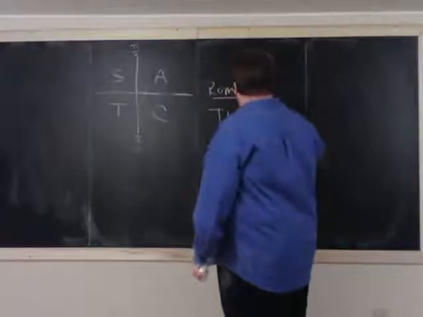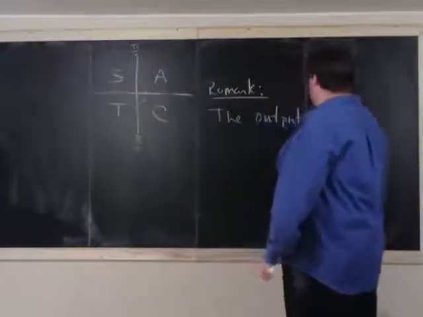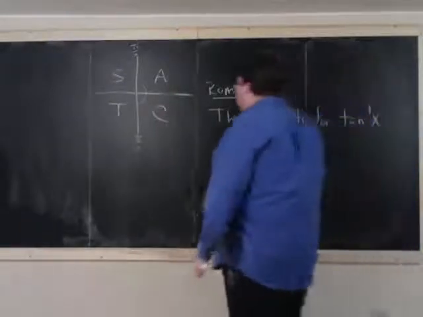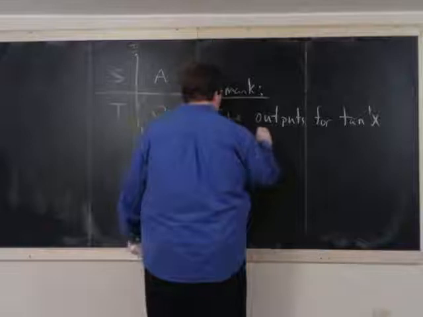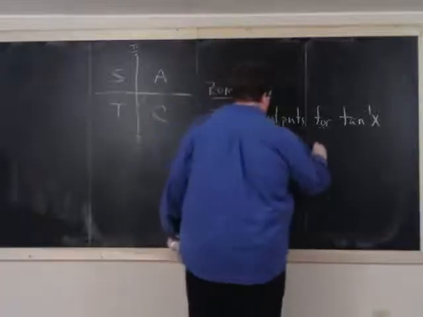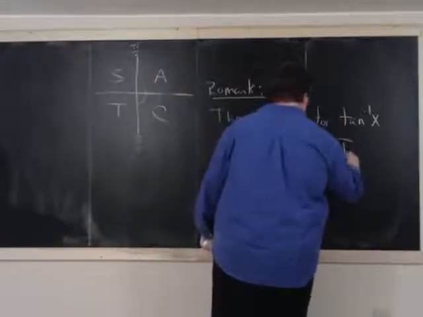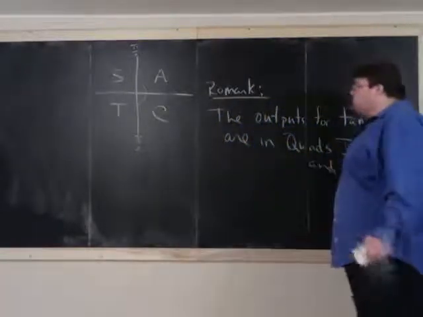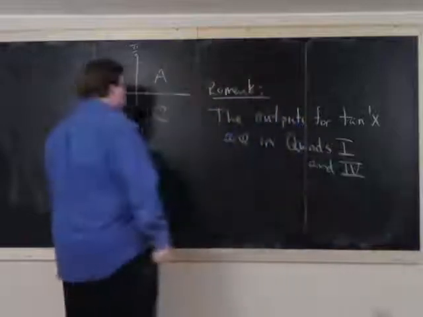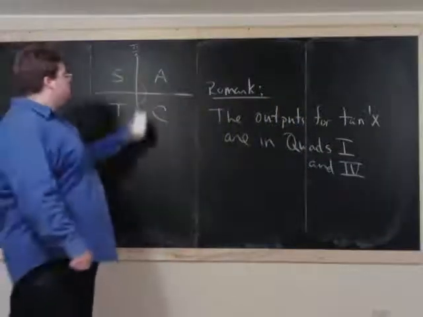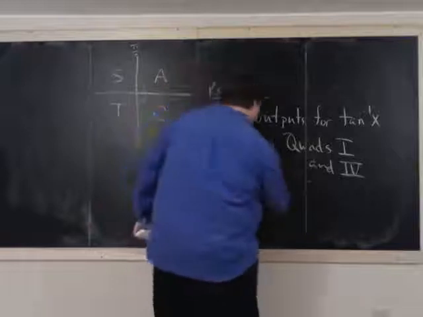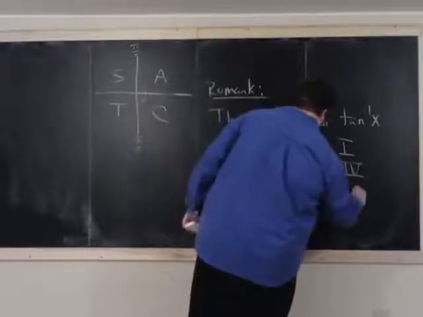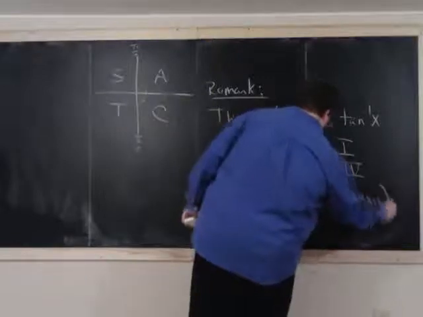The outputs for inverse tangent of x are in quadrants 1 and 4. And we're not including any of the y-axis, because that's not in the domain of tangent, but it could also be in the positive x-axis. So I'll say, and positive x-axis.